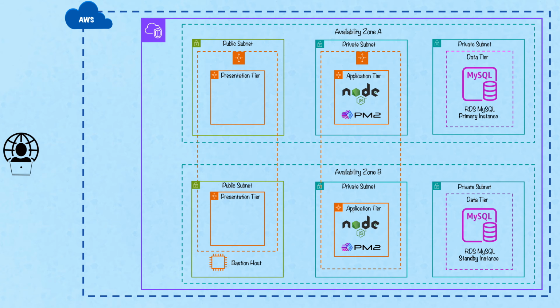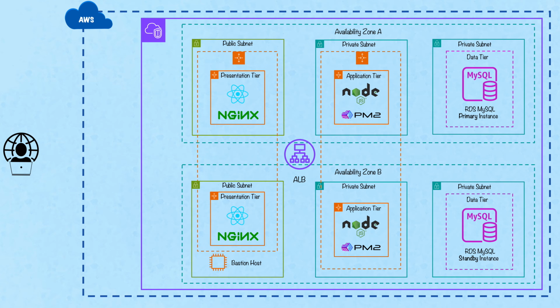This Bastion host will serve as a controlled entry point to our private network, allowing us to manage and troubleshoot instances as needed. Each instance within this presentation tier auto-scaling group will function as a presentation tier endpoint, utilizing Nginx as a web server to deliver our React.js application to end users.